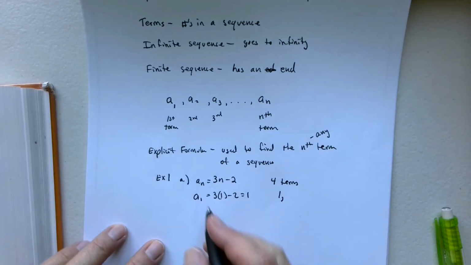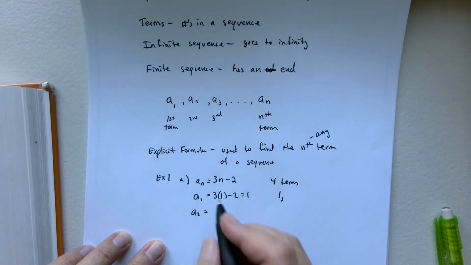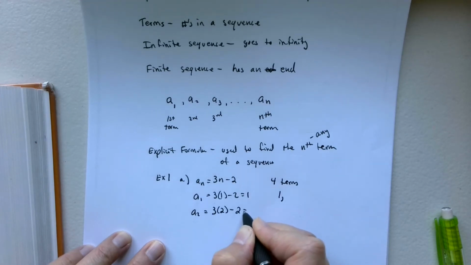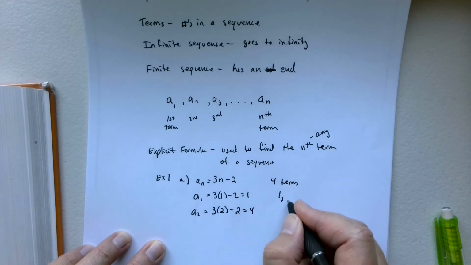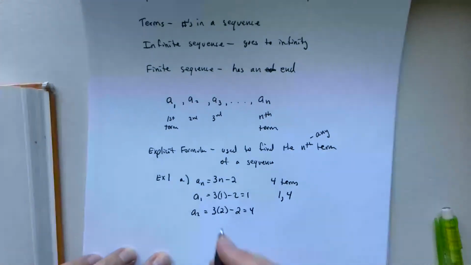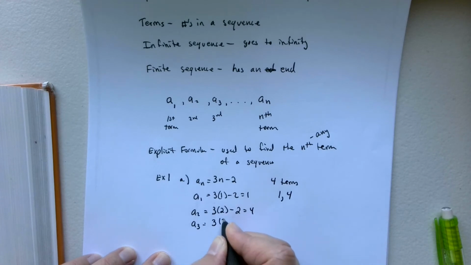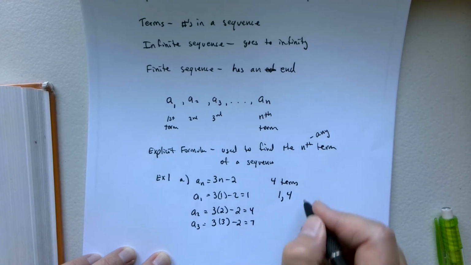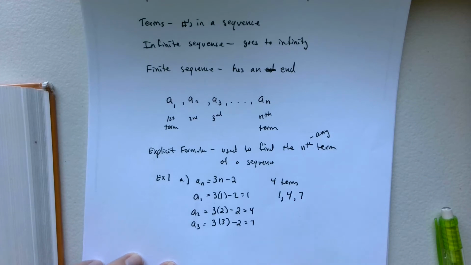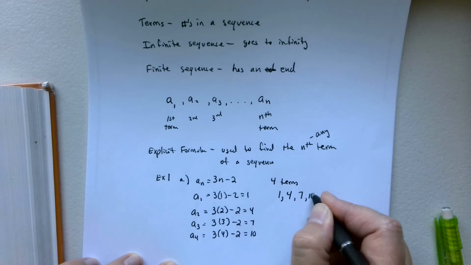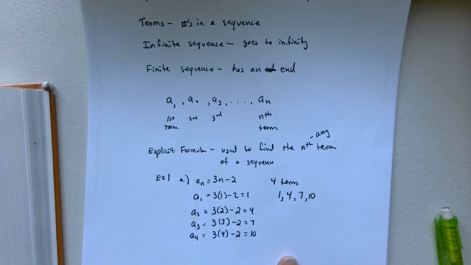Then for the second term, we would put in 2 for n. And so we'd have 3 times 2 minus 2. 3 times 2 is 6, minus 2 is 4. So 4 is our second term. For our third term, we're going to put 3 in for n. And 3 times 3 is 9, and 9 minus 2 is 7. So 7 is our next term. And our fourth term would be 3 times 4 minus 2. 3 times 4 is 12, minus 2 would be 10. And that's all they want. They want the first 4 terms of our sequence.